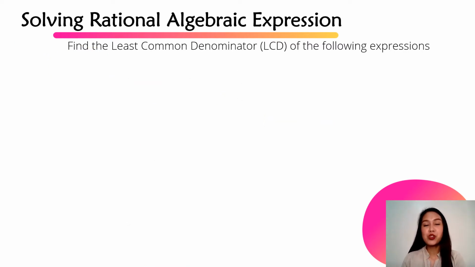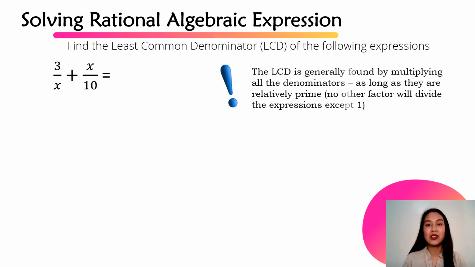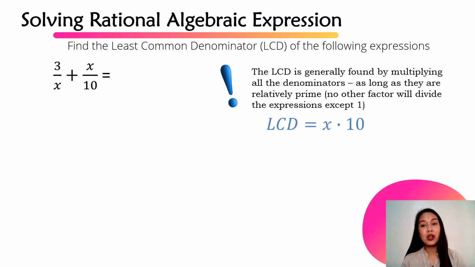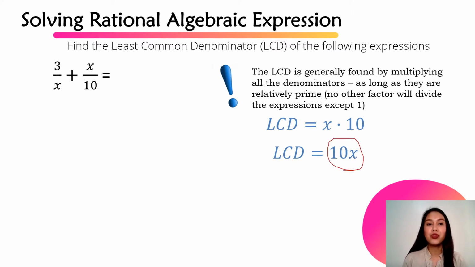Now let's have an example of solving a rational algebraic expression. This time we are going to involve a variable x. Suppose I have the example 3 over x plus x over 10. Now we cannot add these two fractions because they do not have the same denominators. To make the denominators alike, we also have to find the LCD. Now the LCD is generally found by multiplying all the denominators as long as they are relatively prime. For this case, x and 10 are relatively prime because no other factors will divide the expression except 1. Therefore, your LCD is 10x.